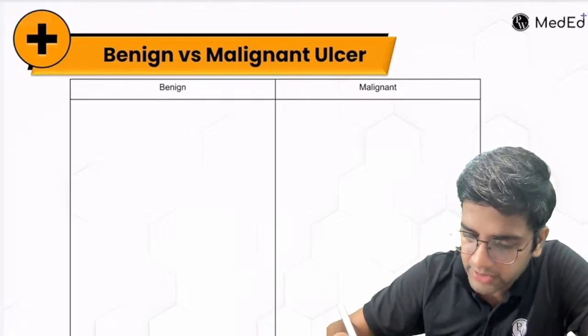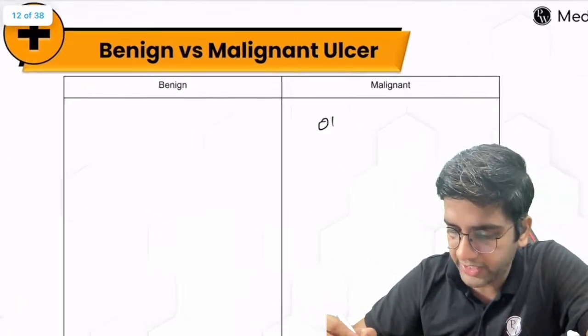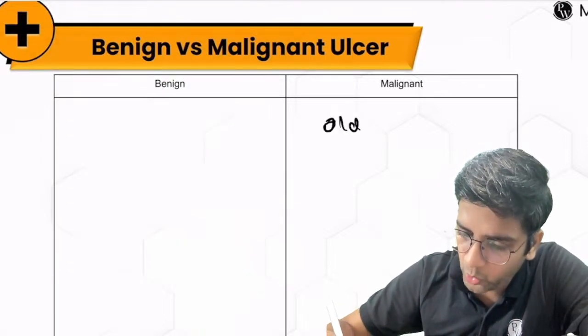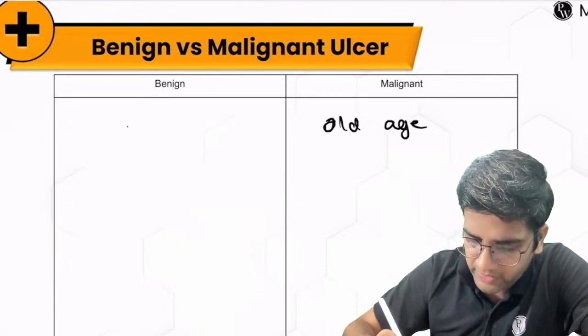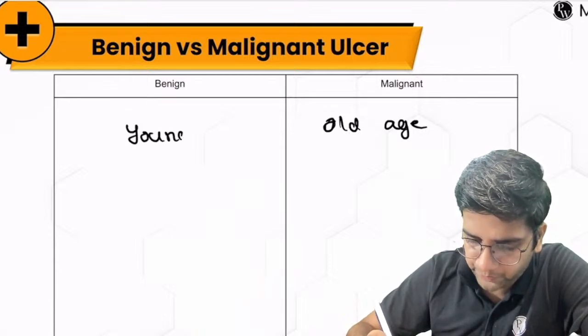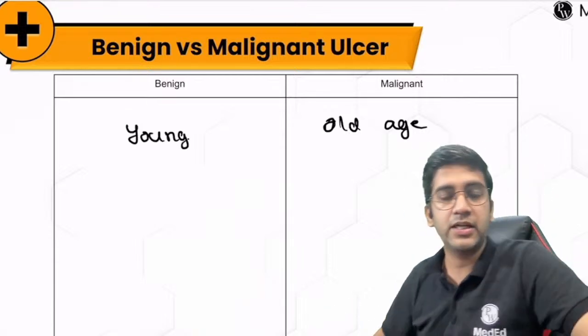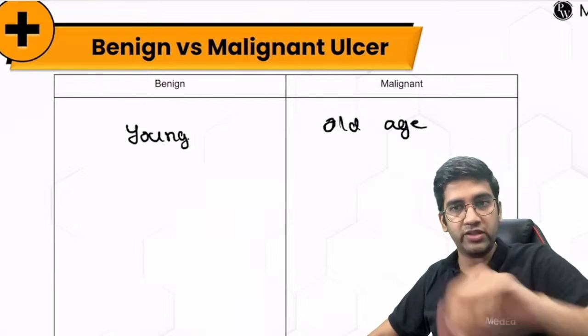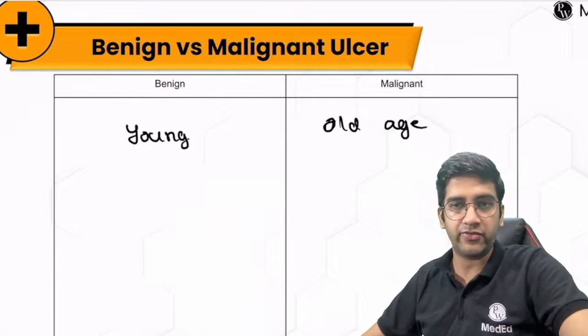Obviously, the malignant ulcer will be in an older age person, right? So this will be seen in the older age group, and this will be seen in a relatively younger age group. When I say benign ulcer, it can be an H. pylori induced gastric ulcer, it can be a peptic ulcer, whatever it is. Fine. Great. Perfect.